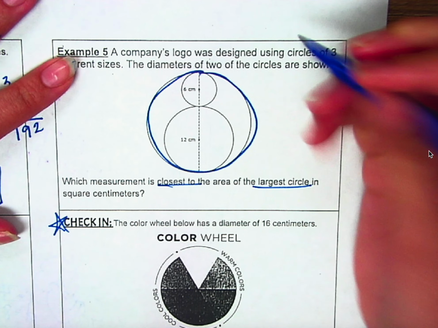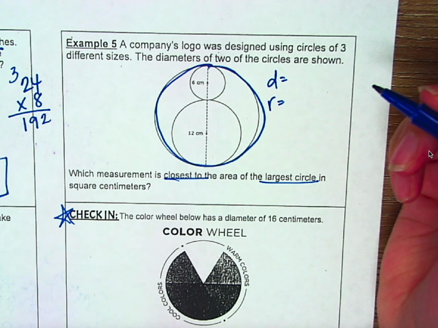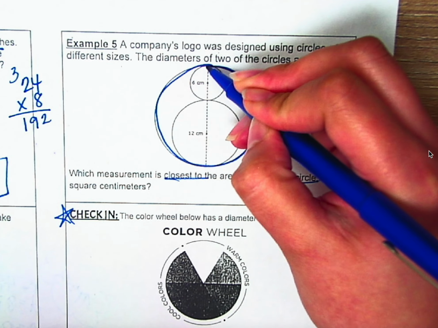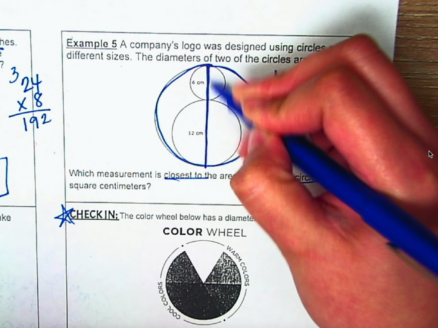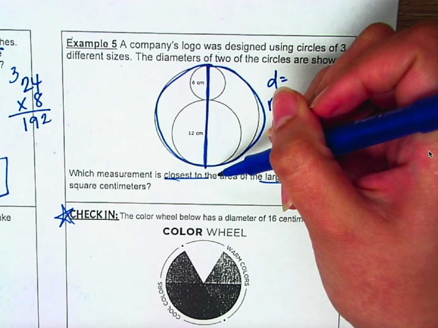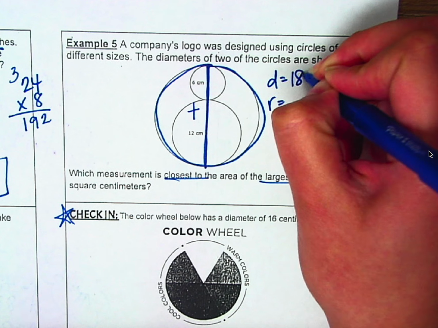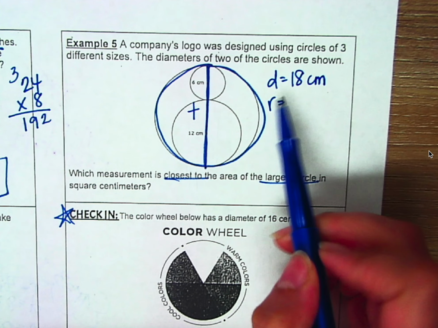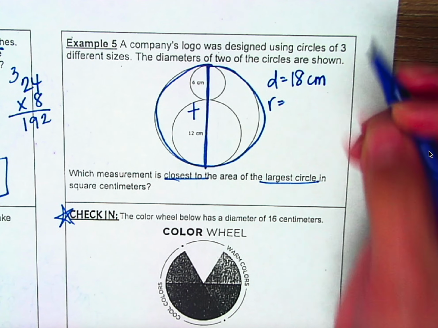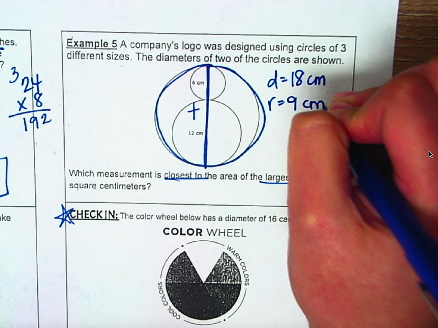Okay, I have to find the diameter and the radius. Okay, which one can I find? If I try to find the diameter, it goes all the way across. So yeah, we can find the diameter. But what do I have to do with these 2 numbers? I'm going to have to add these 2 numbers. So 12 plus 6 is going to give me 18 centimeters. Now that I have my diameter, I can find the radius. In order to find the radius, I have to divide the diameter by 2. So 18 divided by 2 is 9 centimeters.